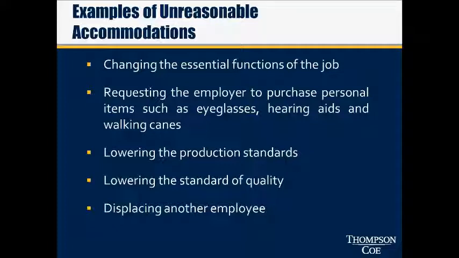But also, these are examples of accommodations that are generally considered to be unreasonable. Things like eliminating essential job functions or job duties from an employee's job, purchasing personal equipment like glasses, hearing aids, walking canes, lowering quality or production standards, or displacing another employee, or similar things that would negatively affect another employee. So when you're considering an accommodation, you look at the factors that we discussed, but these are generally ones that you can rely on as being unreasonable.